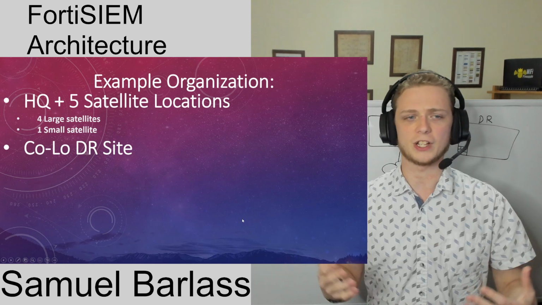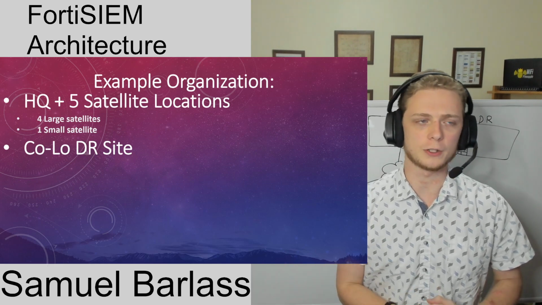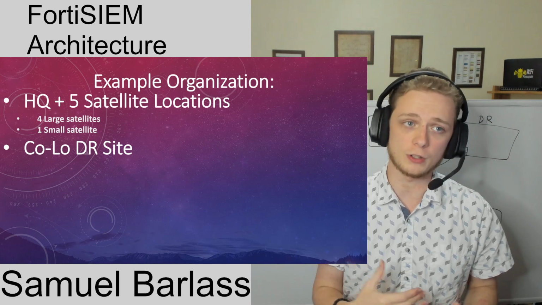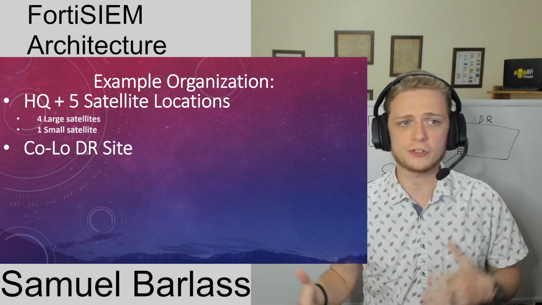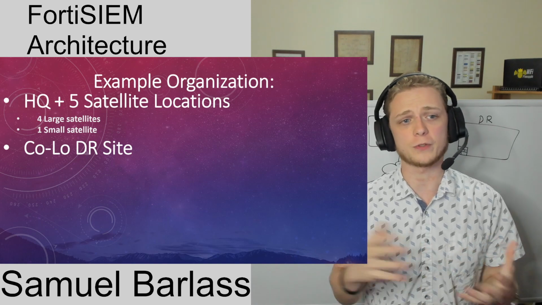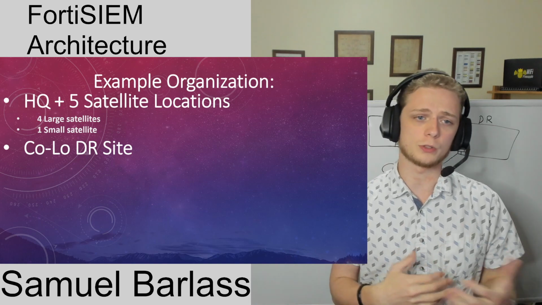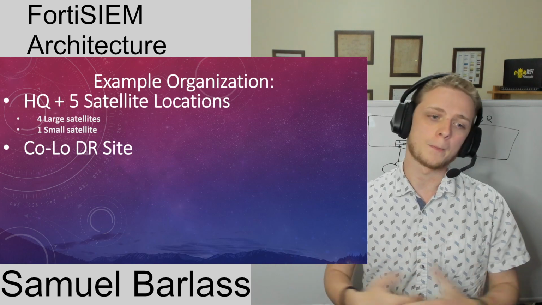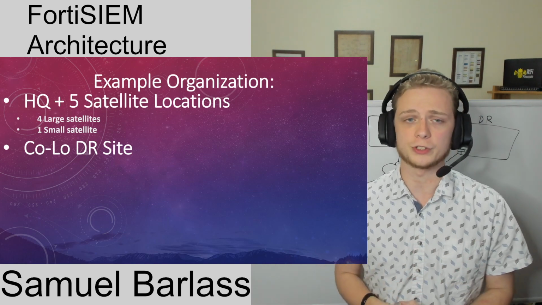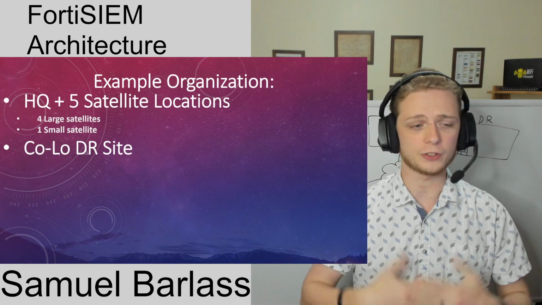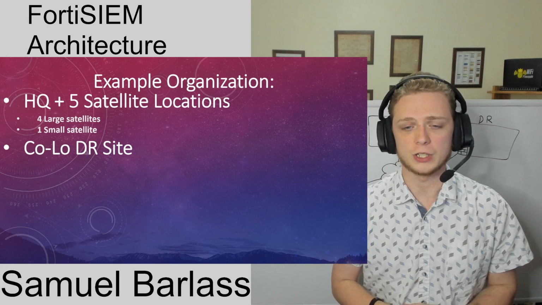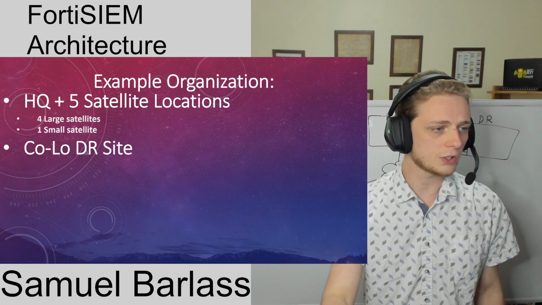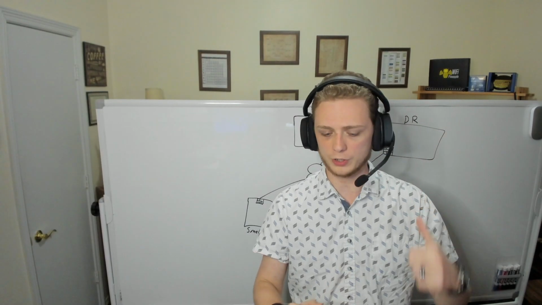So in this example that I've got on the whiteboard behind me, we've got 5 satellite locations, an HQ, and we've got a DR as well. One of those satellite locations is going to be small, and I'm going to show you the different approach we're going to take in order to achieve the goals for this particular example. Based on your organization, these goals and needs may be a little different, so I would recommend that you consult someone who is knowledgeable in this area. With that, I'm going to jump over to the whiteboard here.